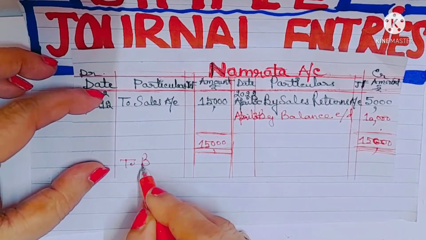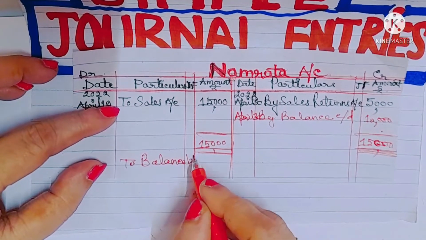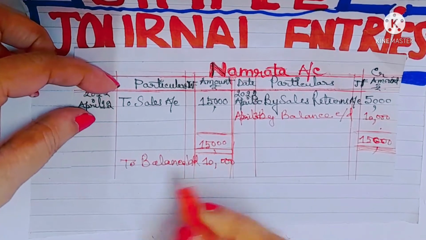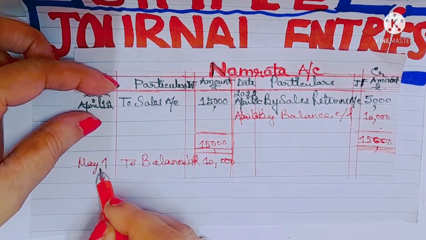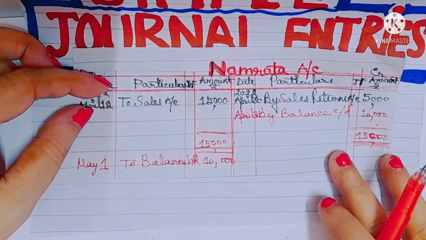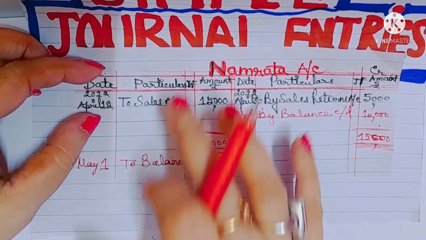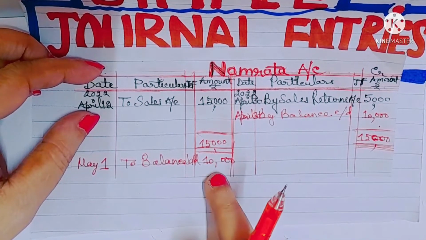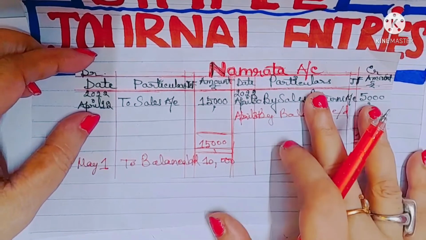To balance BD. To balance BD. How much? 10,000. What is the date? Date is the very next day, 1st May. Now tell me, is Namrata account a debit balance or a credit balance? Namrata account is a debit balance. Why? Because debit side's total is greater than credit side's total. And moreover, to balance BD is written beneath the debit total, 10,000. Understood? Let's do the last account.